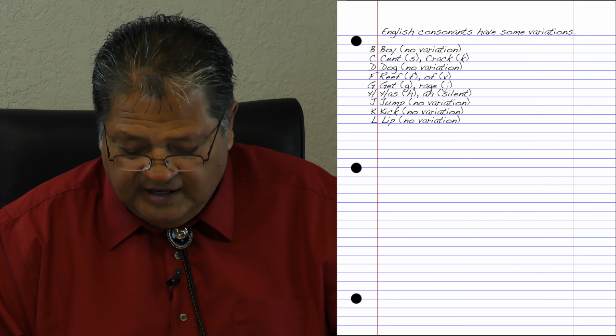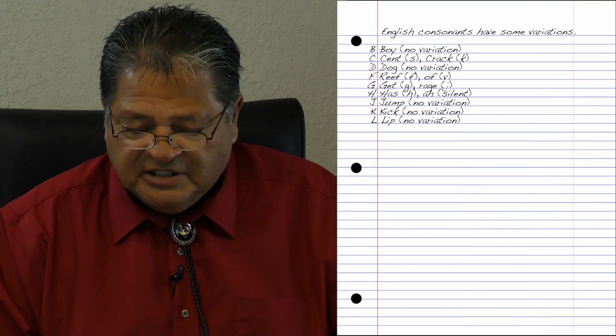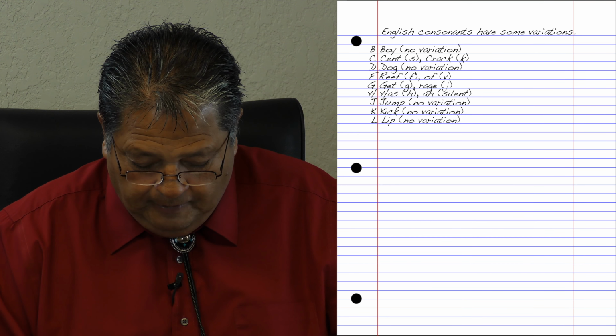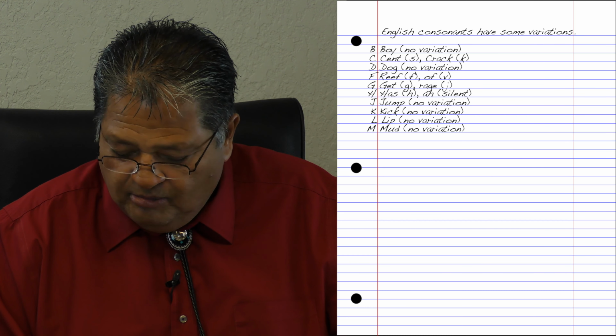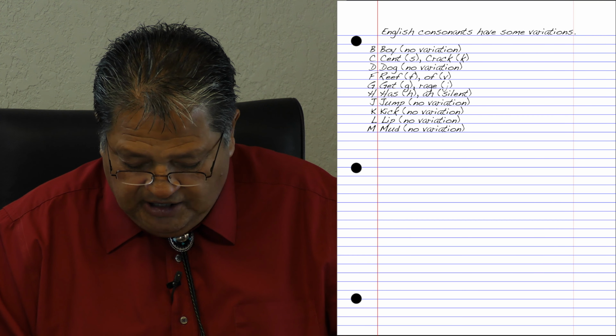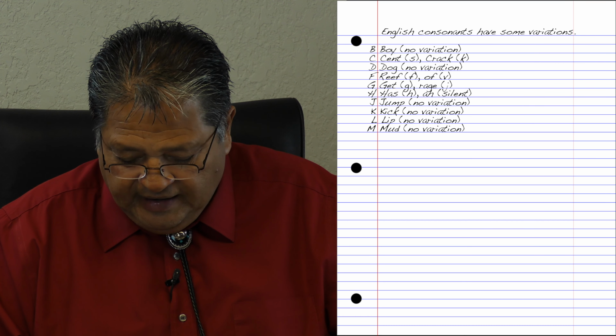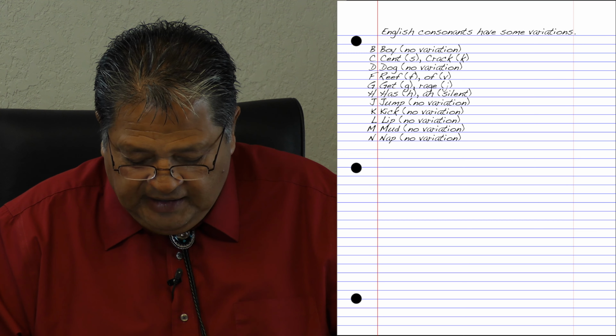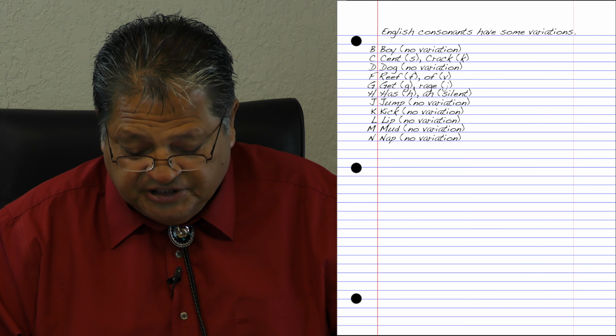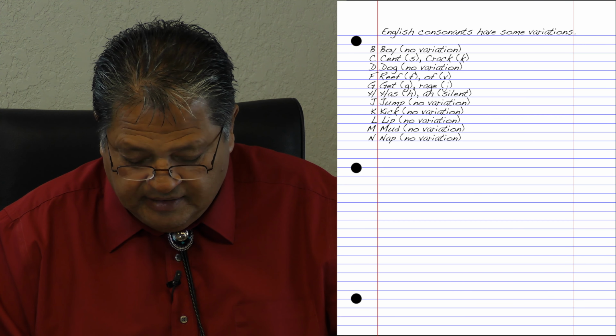The letter L has no variation. It always makes the L sound. The letter M has no variation. It sounds like an M all the time, M as in mud. And the letter N has no variation. It always makes the same sound, such as in nap.